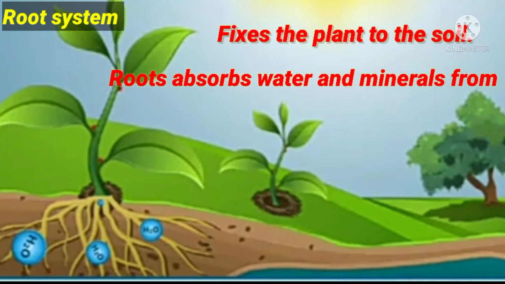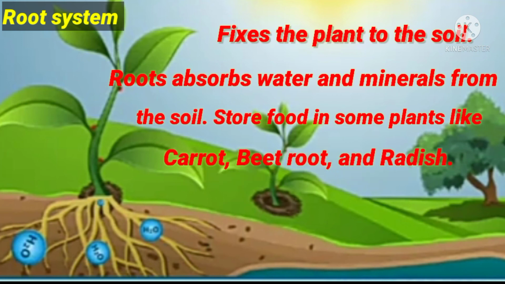Roots fix the plant to the soil. Roots absorb water and minerals from the soil, and store food in some plants like carrot, beetroot and radish. So these types of roots are called tuberous roots.